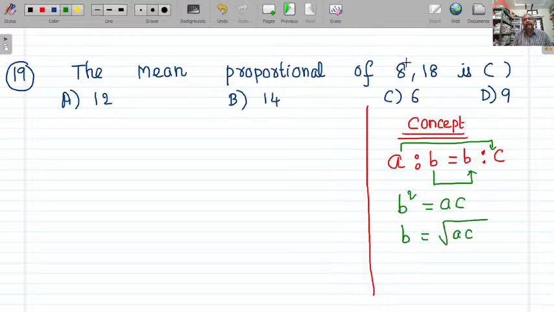So how to find out B? Multiply these two and get the square root. So that will be our answer. So Mahesh Sardana, welcome.